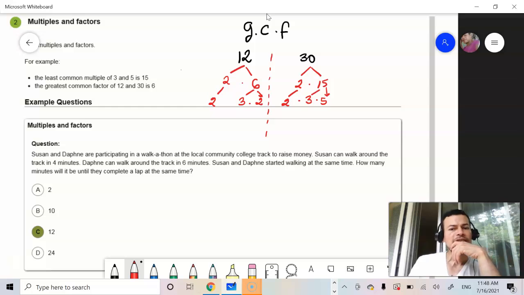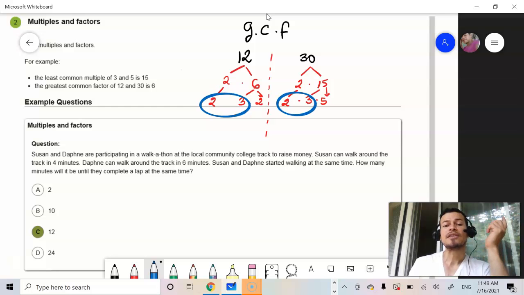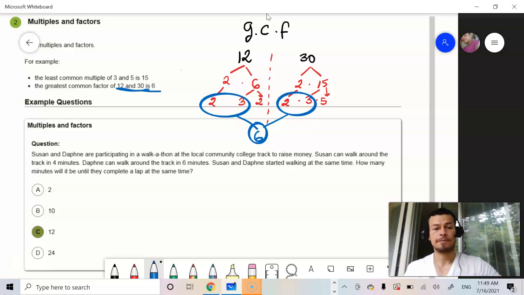Now, can we keep decomposing these numbers here? I don't think so, because the only factors of 5 are 5 and 1. The only factors of 3 are 3 and 1. Same case with 2. So now, which are the common numbers between the two of them? As you can see, you have 2 and 3 for 12, and you have 2 and 3 for 30. And because they are multiplying each other, you get 2 by 3 is equal to 6, and that's why 6 is the greatest common factor between 12 and 30.